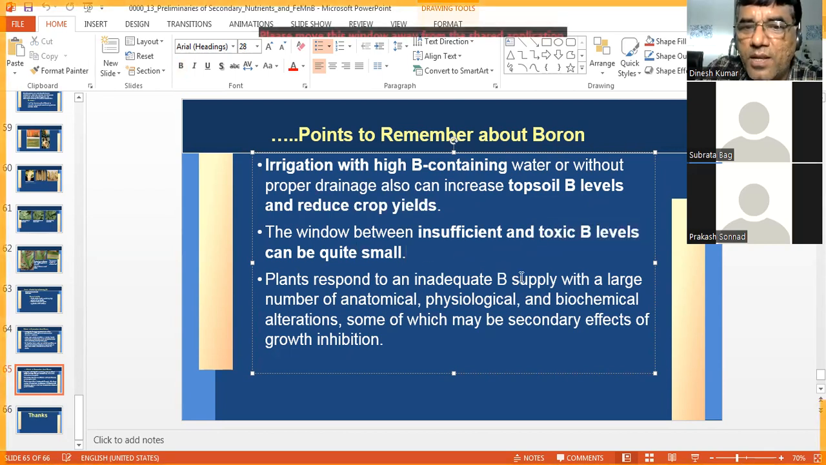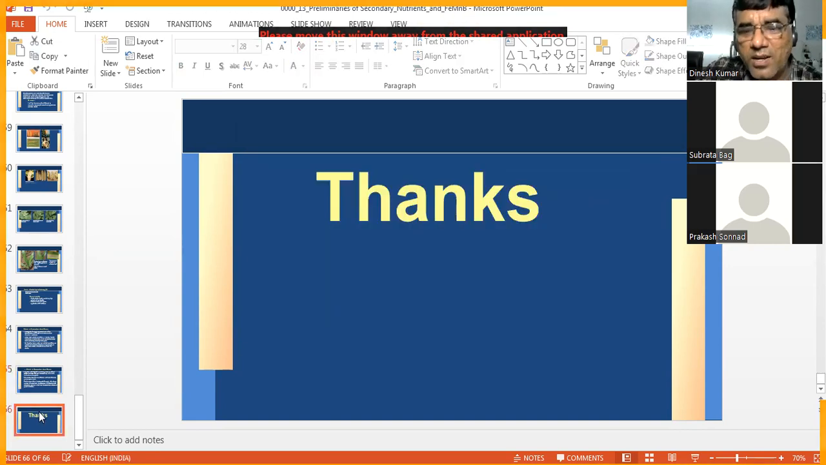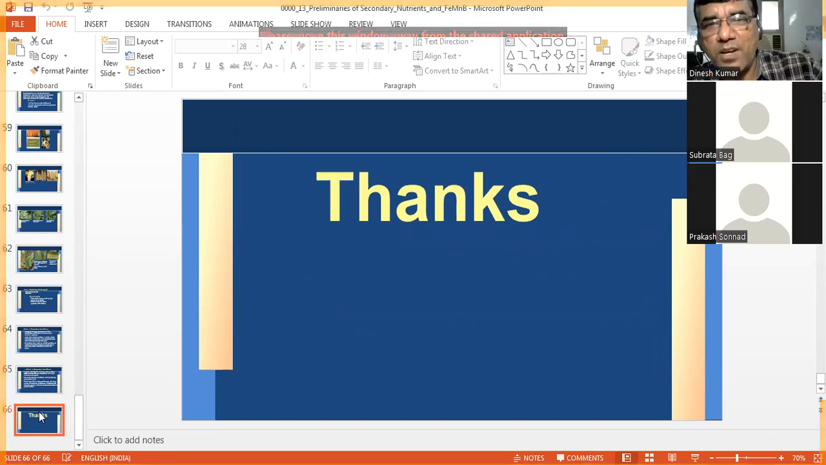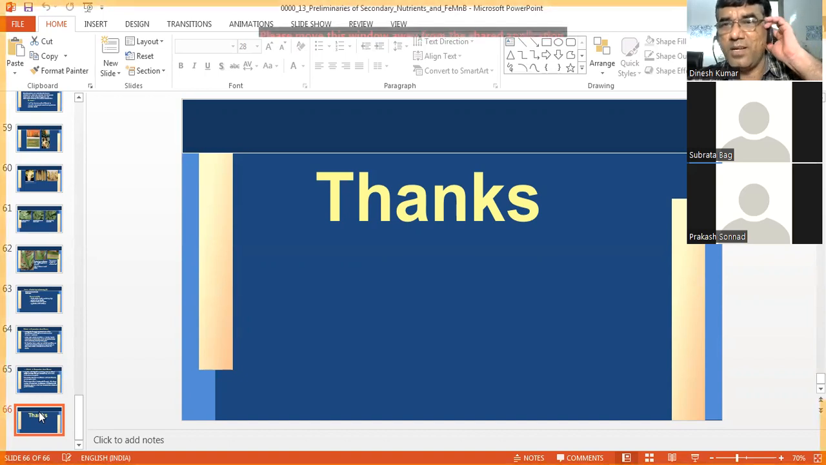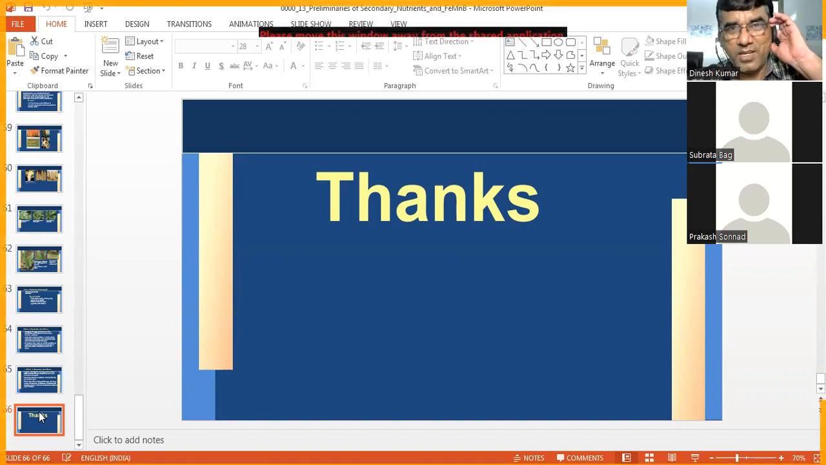Plants respond to an inadequate boron supply with a large number of anatomical, physiological, and biochemical alterations. Means their growth is affected. So overall, in brief, I tried to give you an idea about calcium, magnesium, sulfur, manganese, boron, and iron. In the next lecture, I will try to cover the remaining micronutrients in brief and then switch over to the next topic.